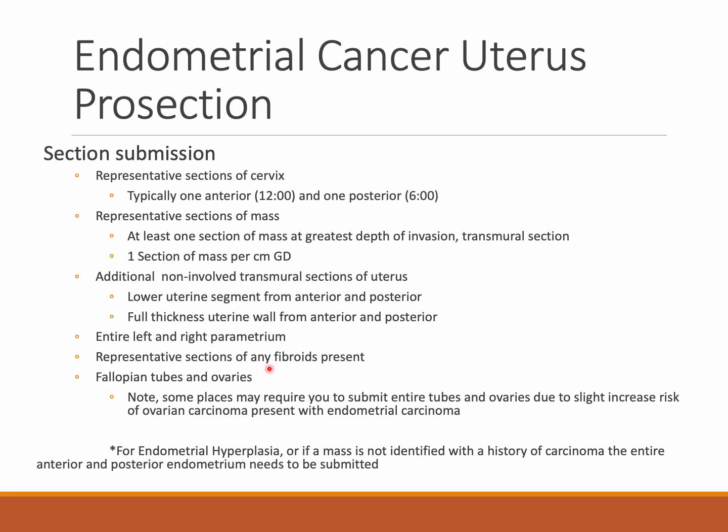Now, if you do have any fibroids present, you would also submit those, and this is where it's helpful if the site has their own sort of fibroid doctrine, because if you're submitting all this stuff for your tumor, and then there also happens to be 6 to 8 fibroids that you have to deal with, that can be a lot of cassettes. So if they all look relatively homogeneous, sometimes you can get away with a couple sections in a cassette or something along those lines.